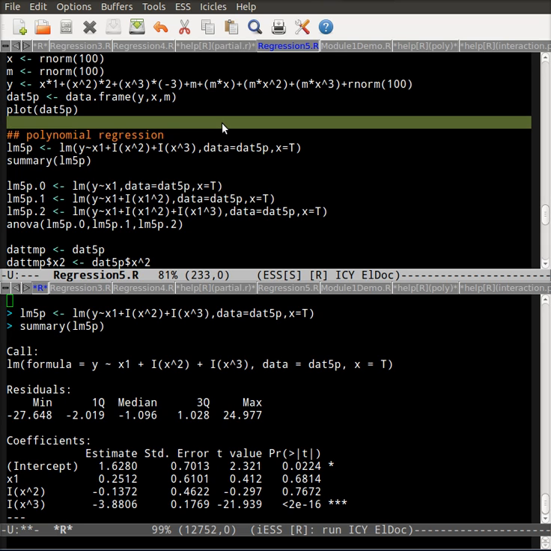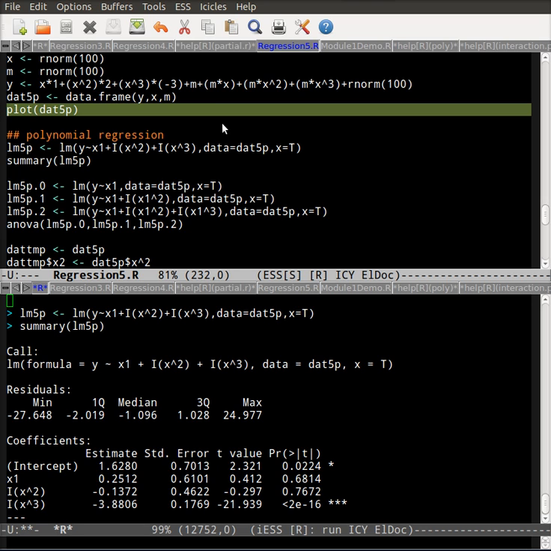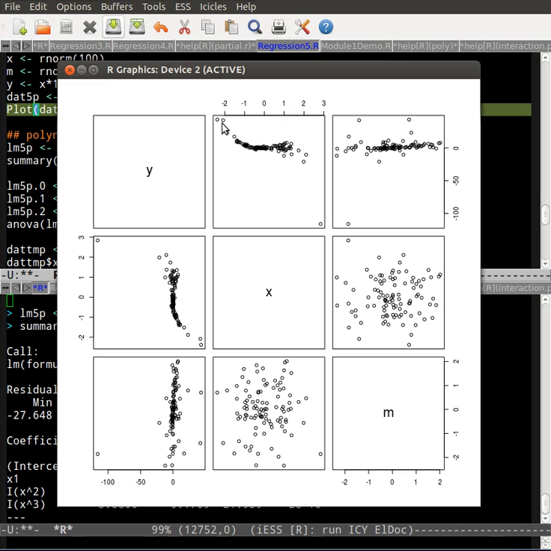Then I create a data set, and if you take a look at the plot of each one of these, you'll see what the relationship looks like. This is X on the X-axis, and this is Y. So there's a curvilinear relationship, and there's probably going to be a little bit of heteroscedasticity, and that's something we can talk about later.